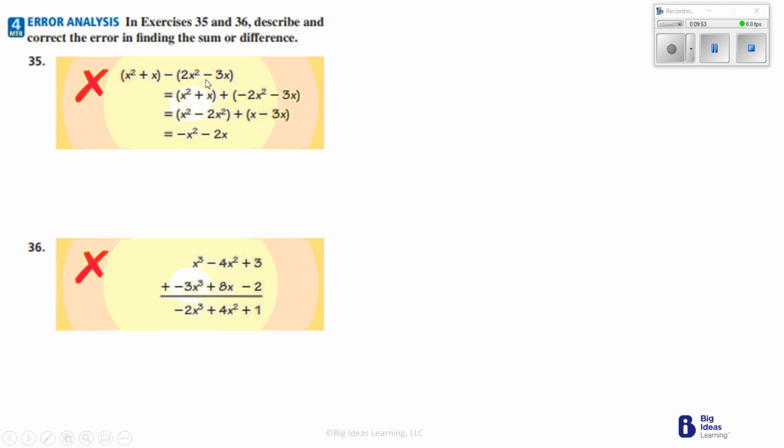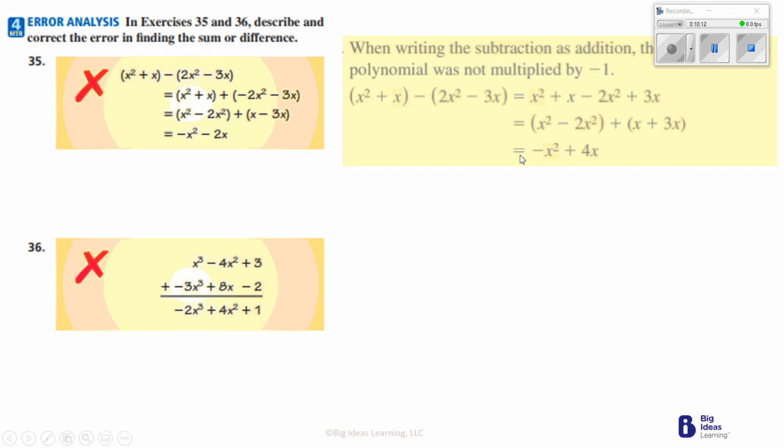Then we have negative times a negative. This is going to give us a positive. So this would be 3x. 3x plus 3x will give us 4x, and that's the problem there. They went ahead and kept this as a negative 3x, combined with this to make a negative 2. So it should be negative x to the second power plus 4x, and that's what it is, negative x to the second power plus 4x.